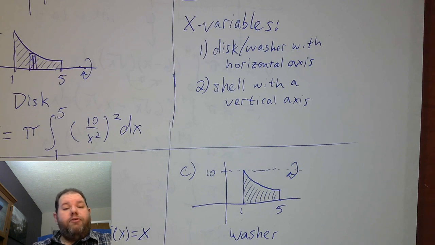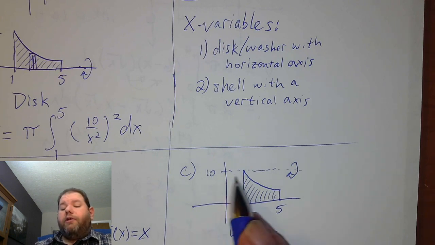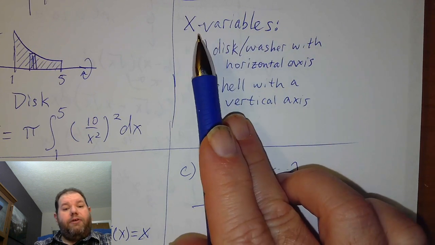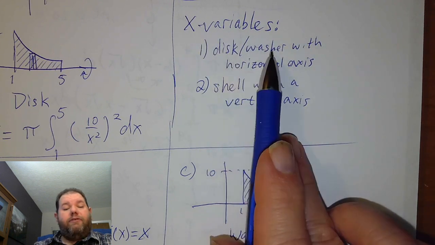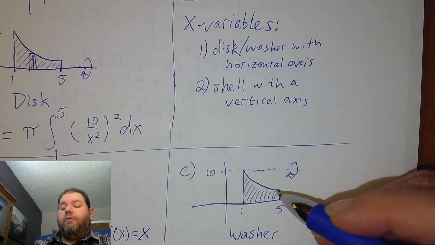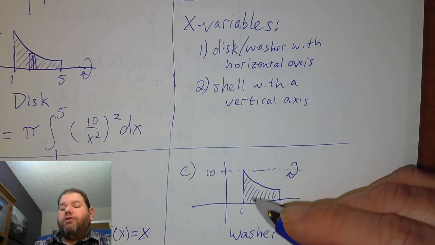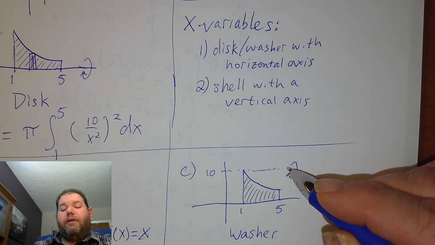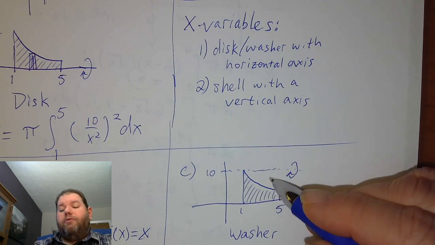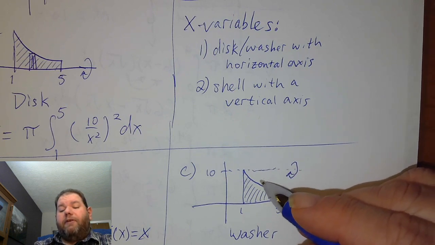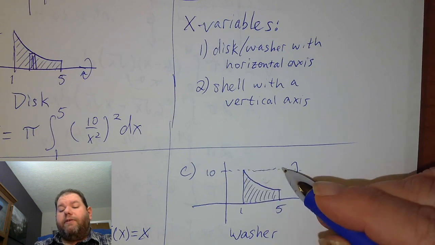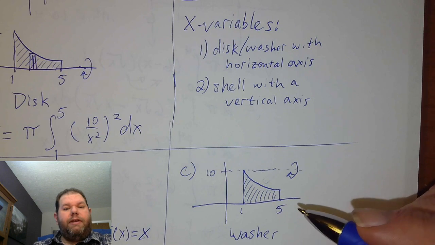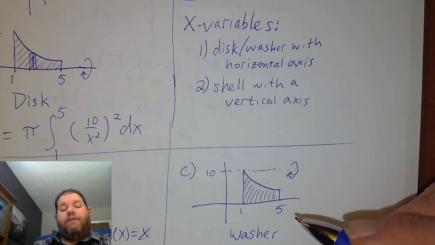The reason we would choose washer is, again, we have a horizontal axis, so in order to keep using our x variables, we would want to use a disk or a washer. But now we look at our shaded region: is it completely flush against the axis of revolution? Well, no, because there's this empty space in between this curve and the axis itself. So with that empty space there, we would have to complete a washer method instead of a disk method.